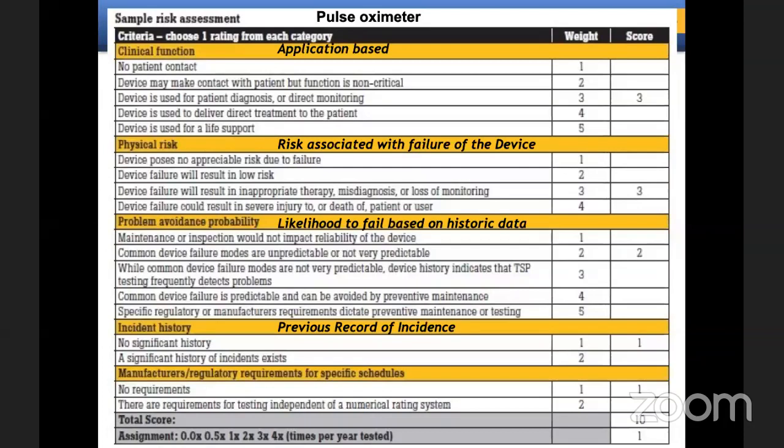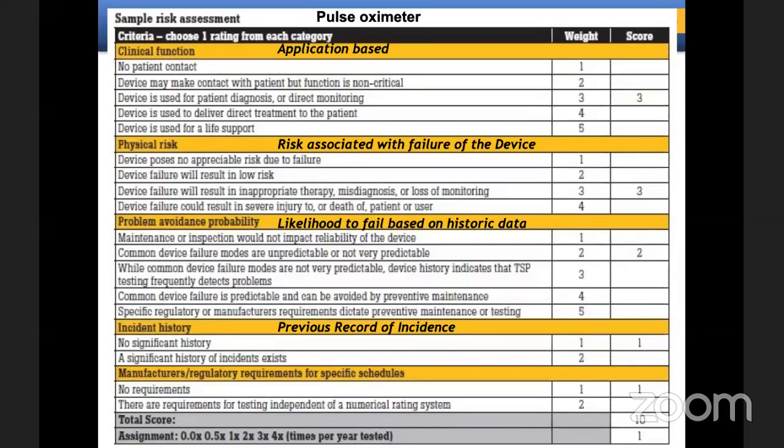Problem avoidance probability: have I done preventive maintenance? Can I avoid the equipment failure? Not in the pulse oximeter. So the risk is 2. Previous incident history: a pulse oximeter failed and a patient died? There was no history like that. So the score is 1. Does the manufacturer say that the machine is to be checked at a particular interval? It is not so. So the score is 1. So 3 plus 3 plus 2 plus 1 plus 1, the total score is 10. It is less than 13.